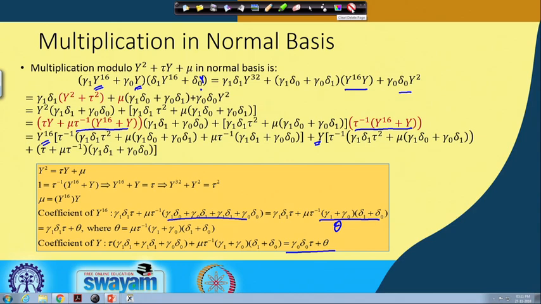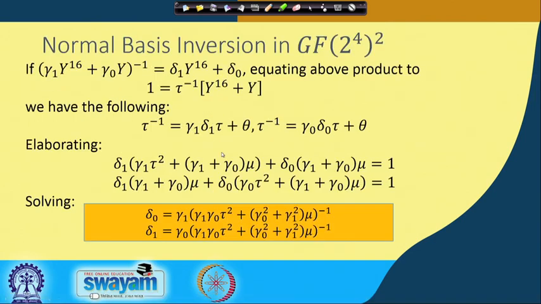Okay. So now with this we can actually derive the inverse equation. Let us see how we can do that. So when I want to derive the normal basis inversion in GF 2 power of 4 square, my basic technique will be the same as that I did for polynomial basis. Okay.